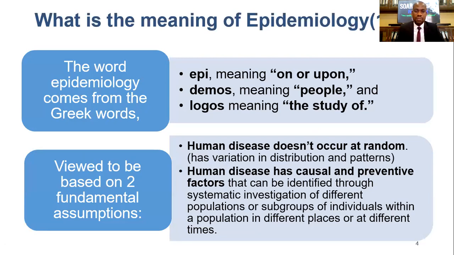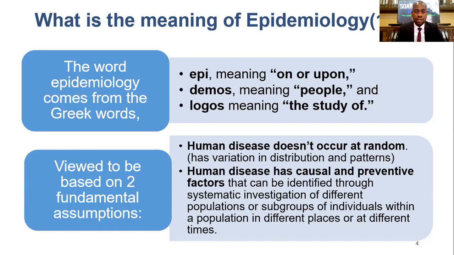Now, to start with, epidemiology is an amazing discipline, and the word epidemiology comes from the Greek words epi, which means on or upon, and demos, meaning people, and logos, meaning the study of. So it's a study about people. So epidemiology doesn't have to do with animals or plants. It's people.